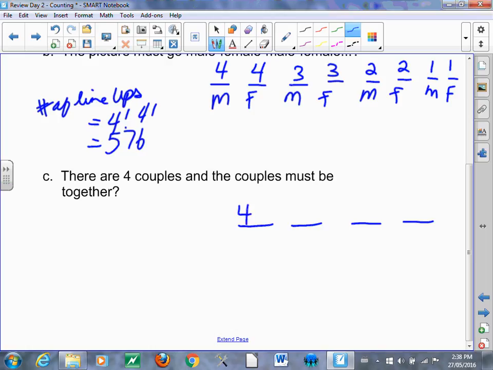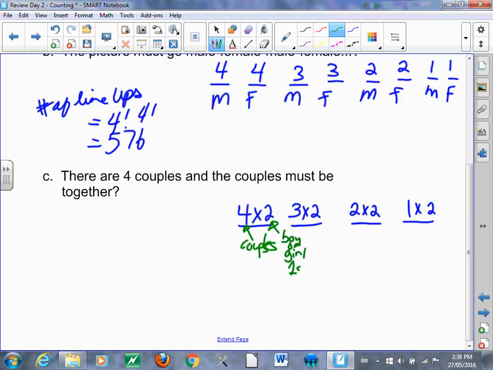So any couple can go first, but I'm going to times it by 2 because the female could go first or the male. Then one couple's gone, so there's 3 couples left over here. And then when those 2 couples are gone, there's 2 here and 1 final couple. So just remember that these are the couples, and the 2 represents boy first or girl first, because it doesn't say which one's which.